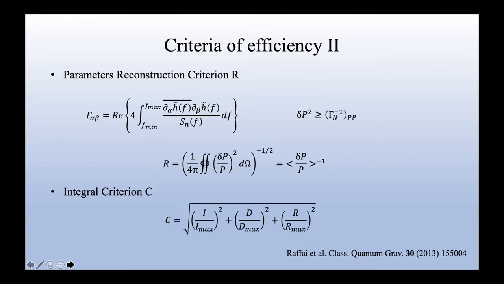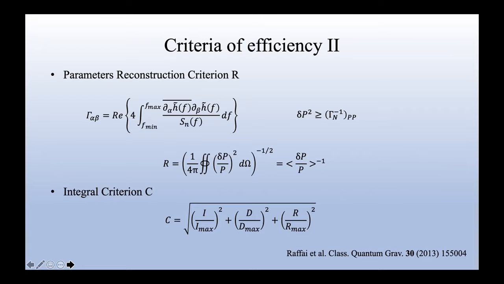Criterion R defines the ability to reconstruct the source parameters. This parameter requires an analytical form of the considered signal. The analysis is based on likelihood formalism. The variance of the parameter is defined by a Cramer-Rao bound, which includes calculation of the network Fisher matrix. The network Fisher matrix is just a sum of single detector Fisher matrices. Criterion R is calculated by averaging the error over the celestial sphere.